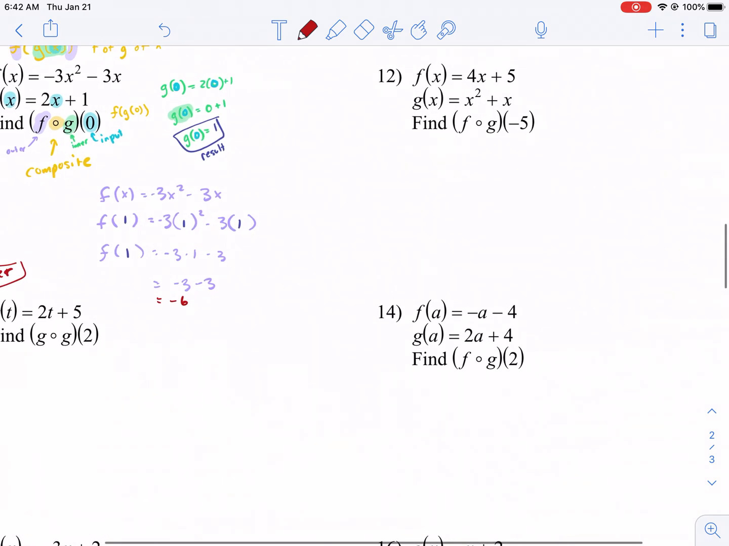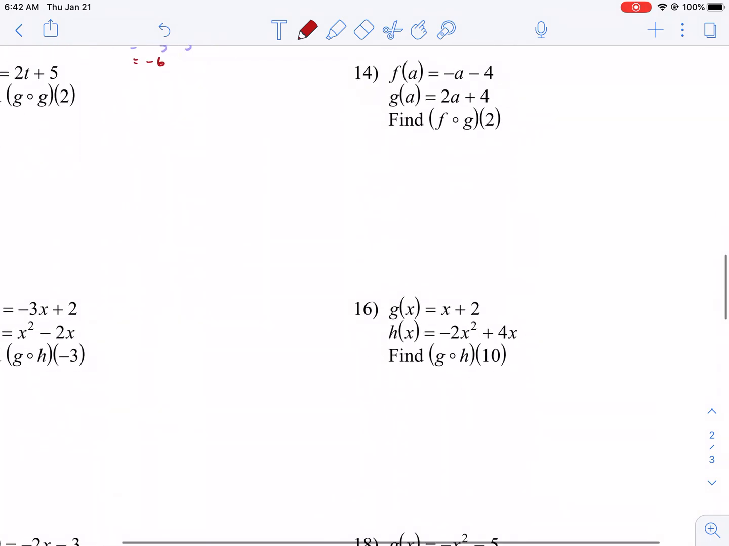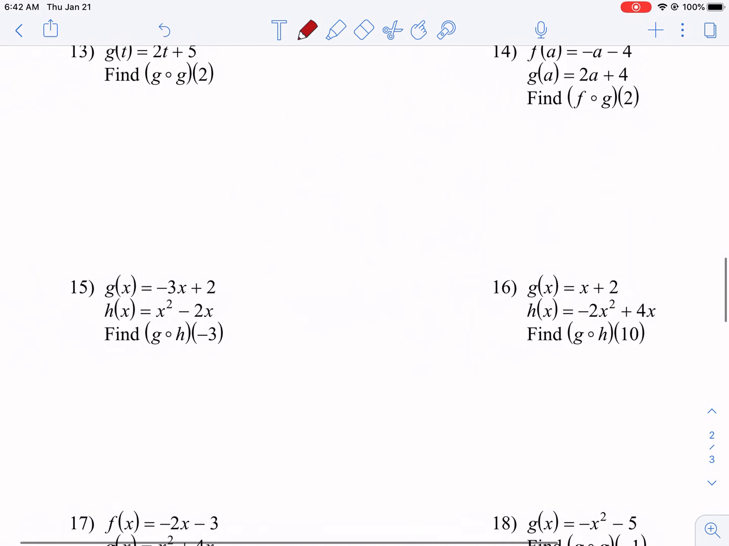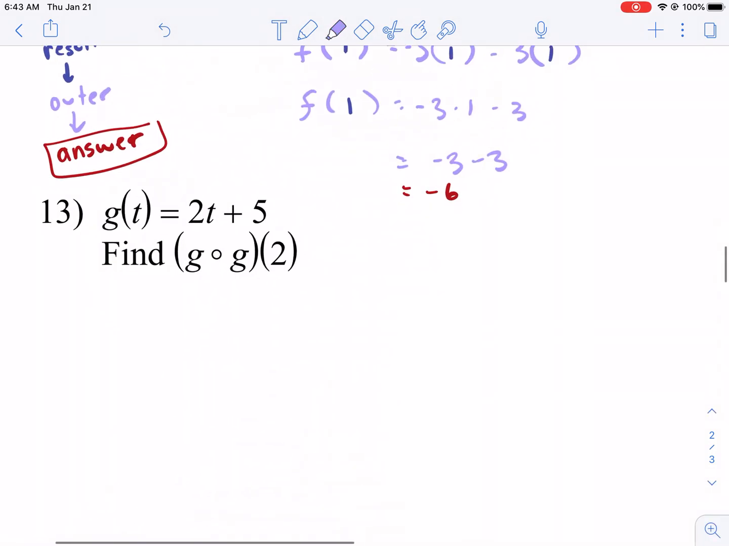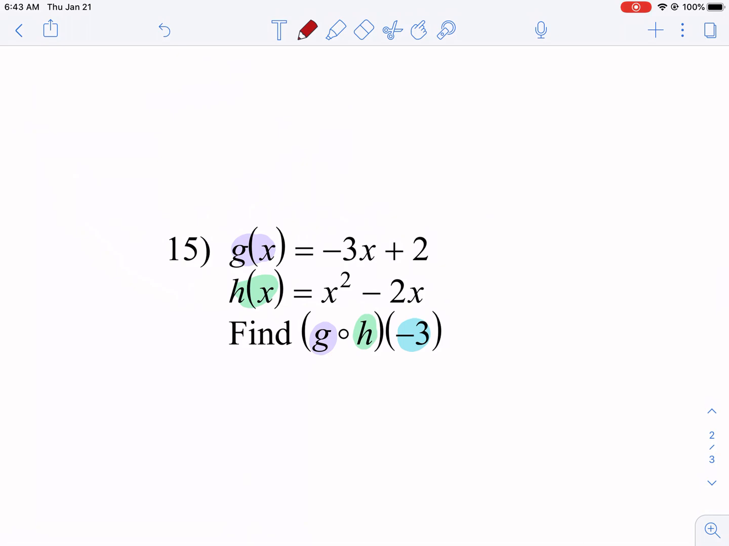Okay, let's move on to, I guess this one is a negative. Okay, so let's break this down again. So we have our inner function. No, sorry, that's our input. We have our inner function, h. So h is going to be our inner, and then g is going to be our outer. Okay. So I'm going to label that. So we have our inner, and we have our outer.